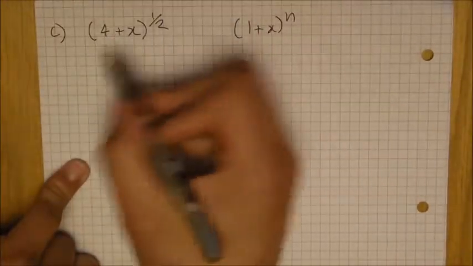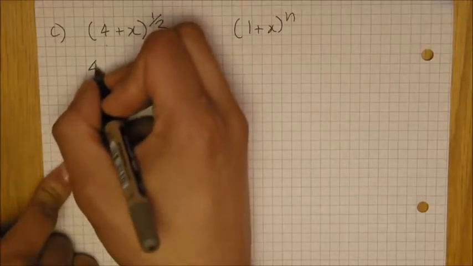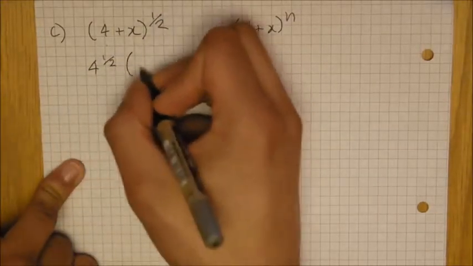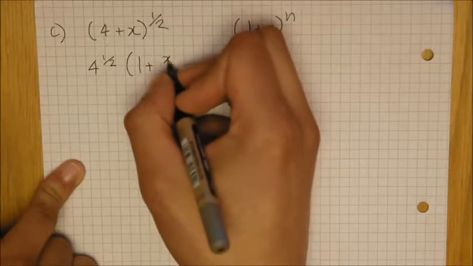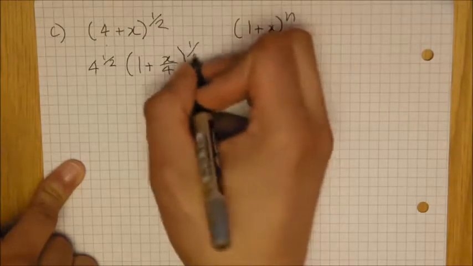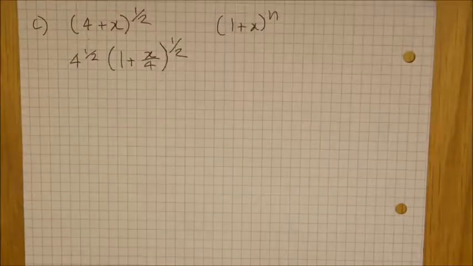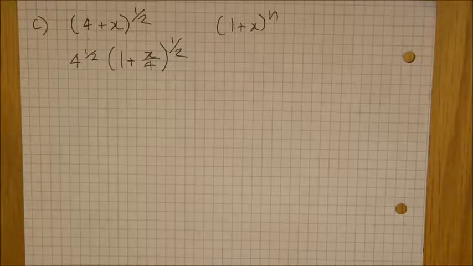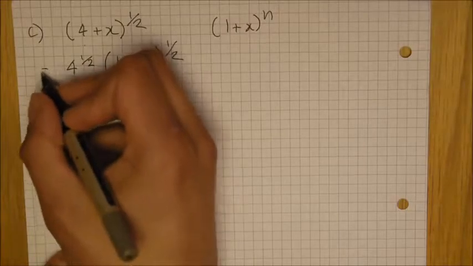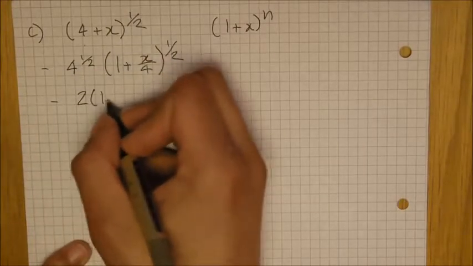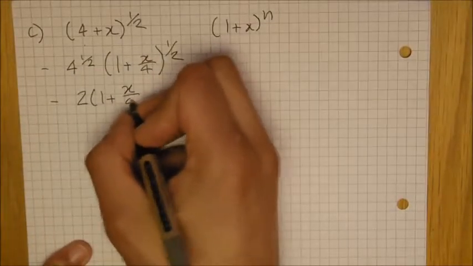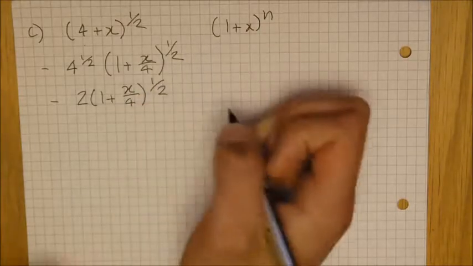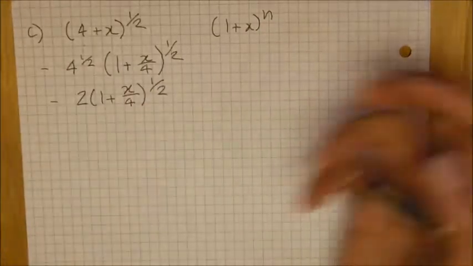What we do is we take 4 out of it. So what we have is 4 to the half, lots of 1 plus x over 4, all to the power of a half. Now then, 4 to the power of a half, as many of you will know from your amazing indices knowledge, is square root of 4, which is 2. So we can rewrite this as 2 lots of 1 plus x over 4 to the half. And then simply we can expand outwards to whatever term we want.